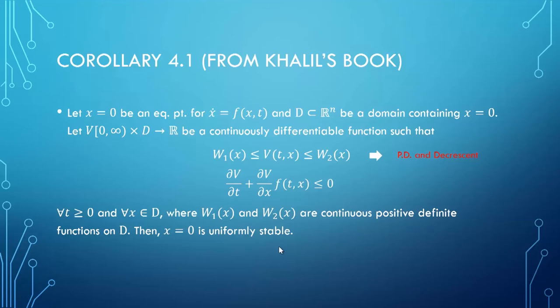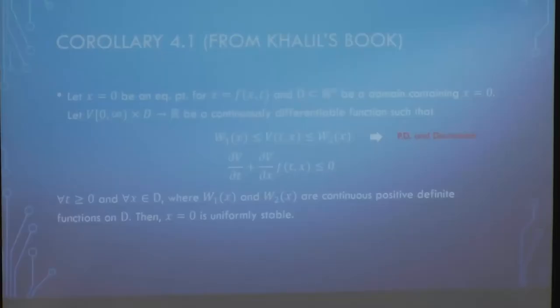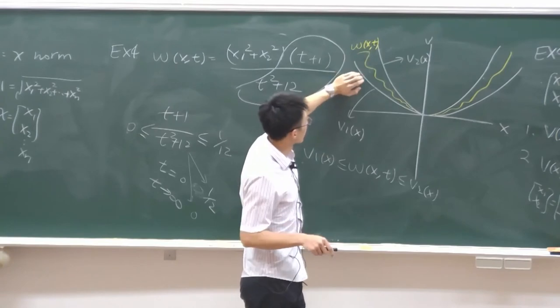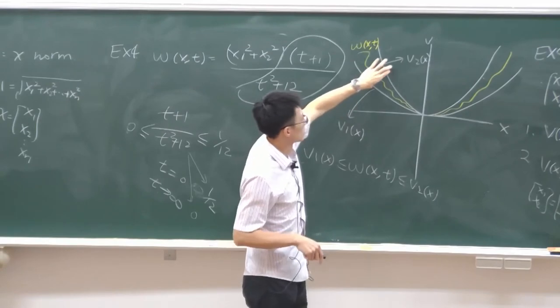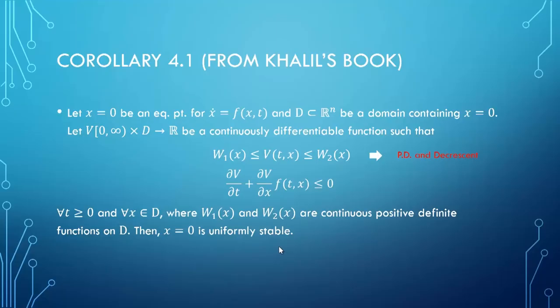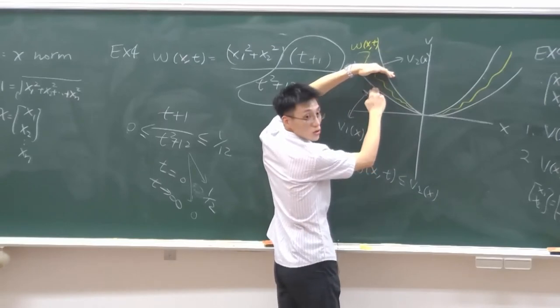Then you substitute the dynamics and try to see if this condition holds. Okay. Then you can say it's uniformly stable. Not just stable, but uniformly stable. Because this V is lower and upper bounded by some autonomous PD functions. If its time derivative is smaller or equal to 0, it guarantees a decay or non-increasing, right? So it's uniformly stable because it's lower and upper bounded by some range.